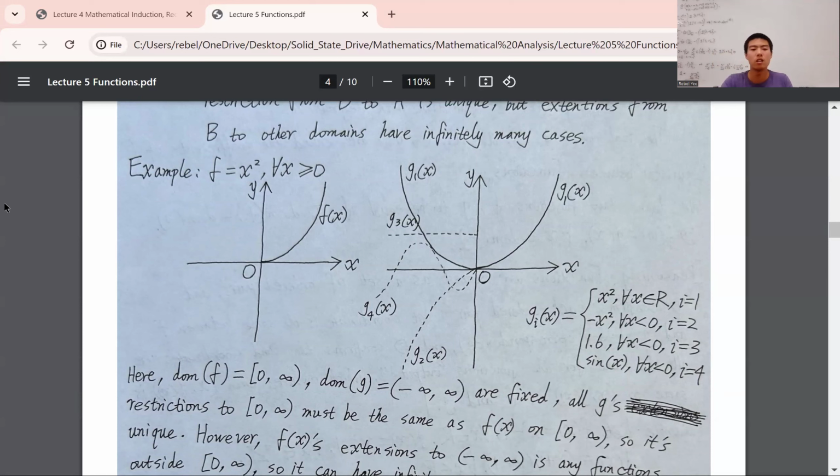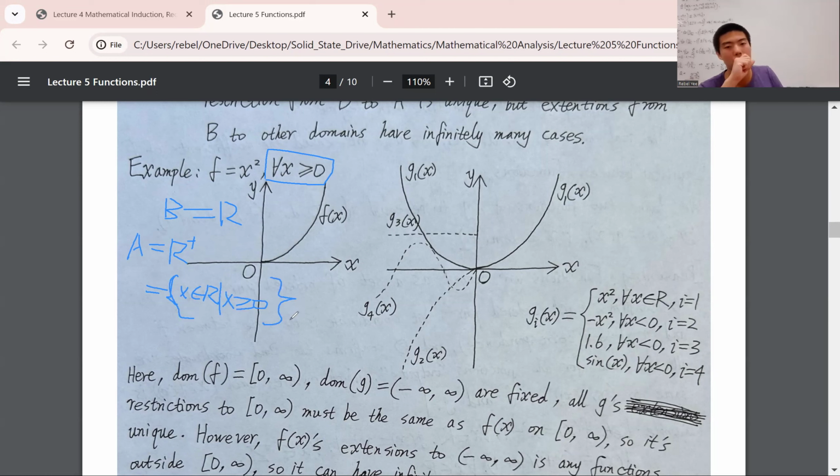So in this case, we denote B as equal to R, the whole set of real numbers. And we say A is just R plus, which is x in R such that x is greater than or equal to 0. And this is our set A. They're defined, they're fixed. And we need to find the restriction of some function on B to A.